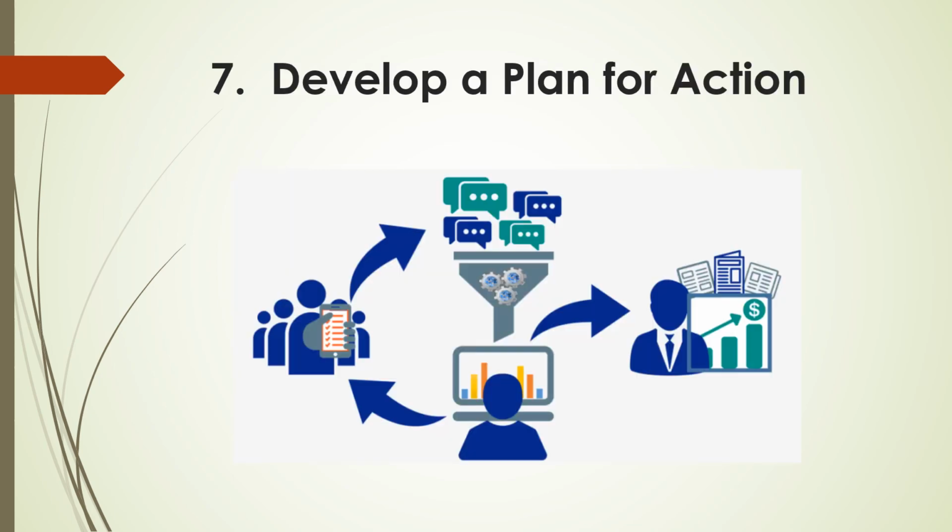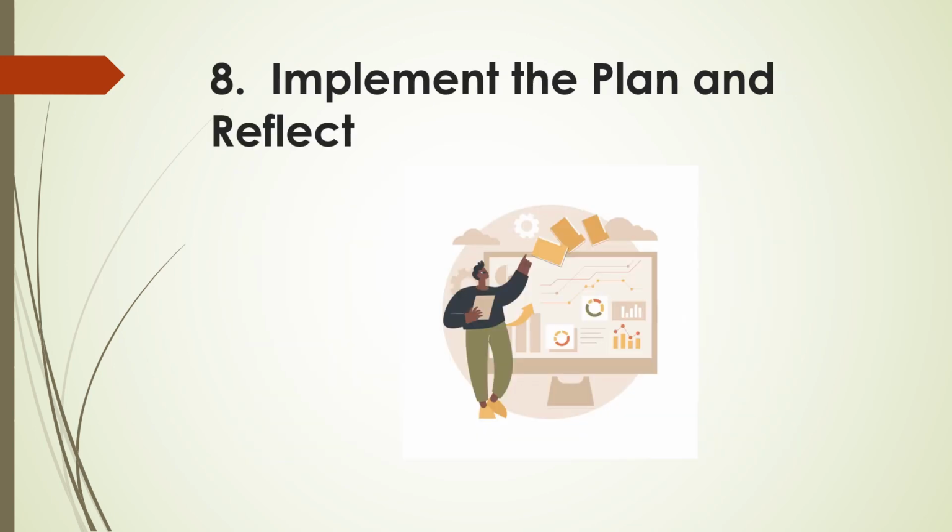Step number 7 is develop a plan for action. In this plan, we have to think about what puts action in action research. You decide a plan of action based on your conclusions. What exactly will you do or do differently? What needs to be done as a result of your research? And you create this plan, and further implementation of your plan will be done. Now, step number 8 is implement the plan and reflect.